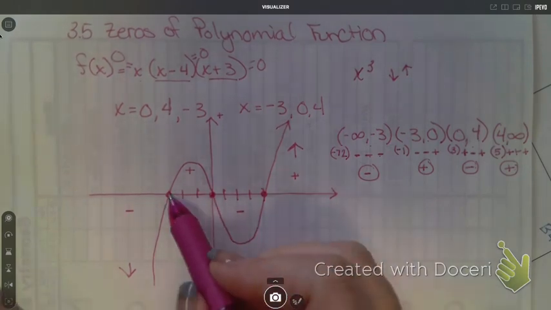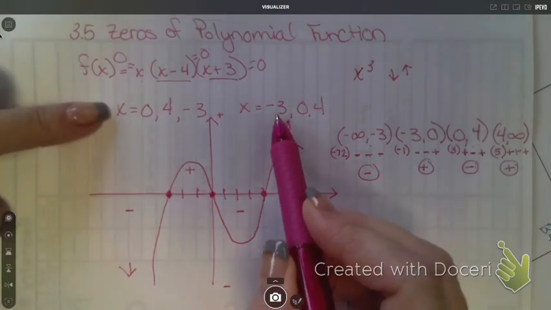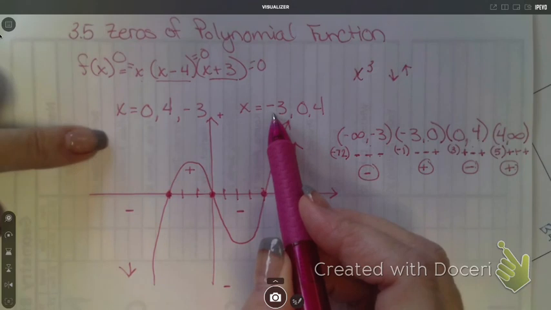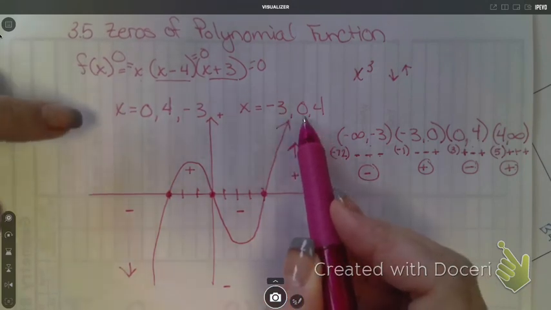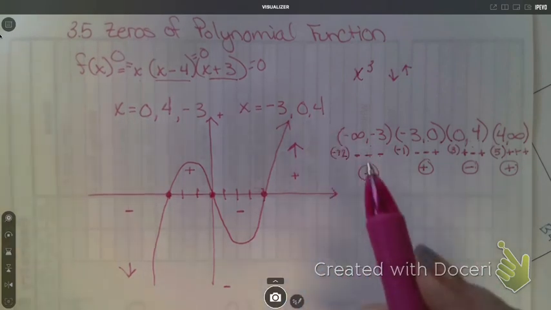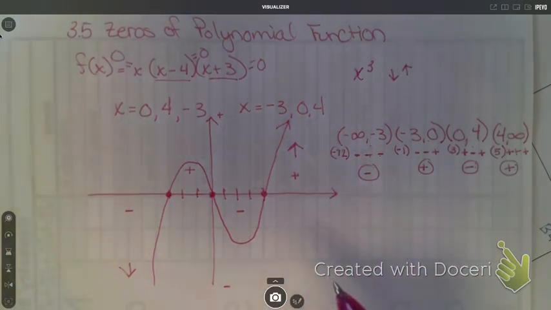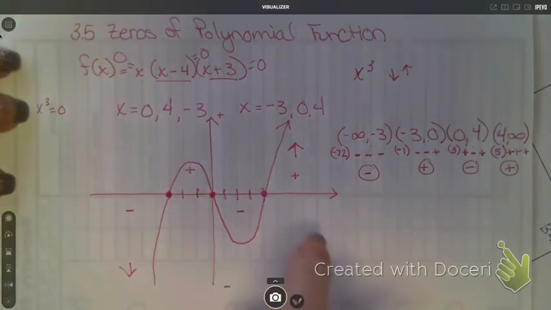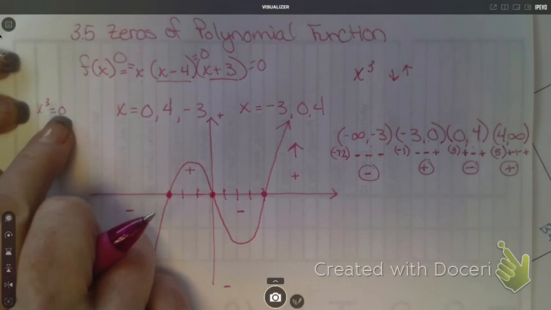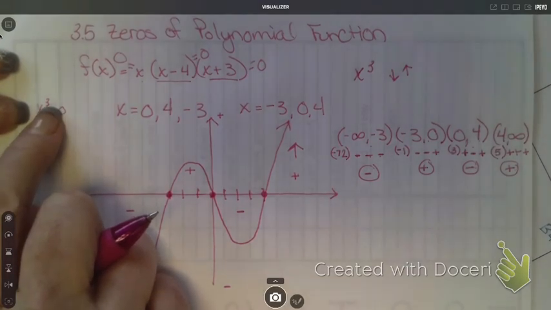So a 0, when it's just 1, just happens once. -3 just happened once, right? 0 just happened how many times? Once. And 4 just happened once. If a 0 happens an odd number of times, and the reason I say odd number, if I had x cubed equals 0, how many times would x equal 0? 3 times. Okay?